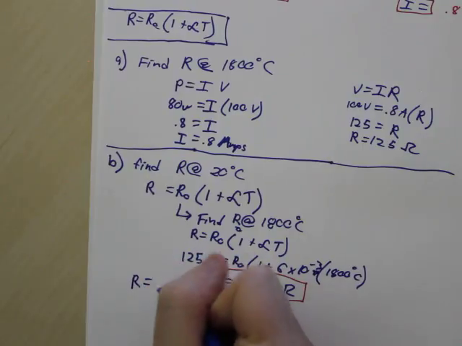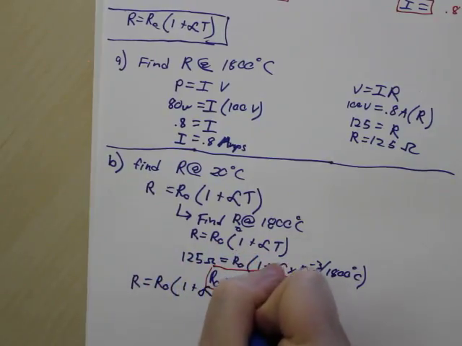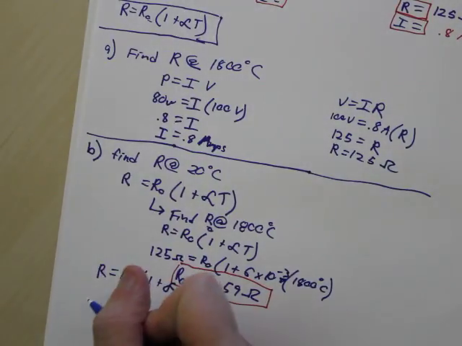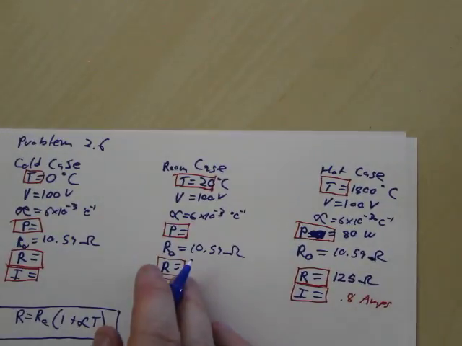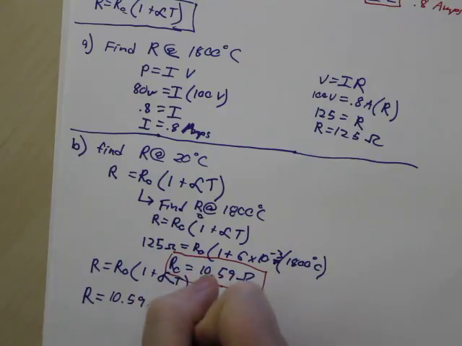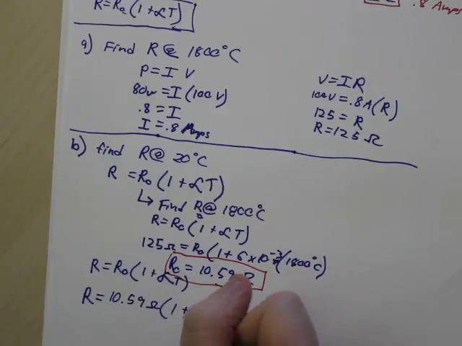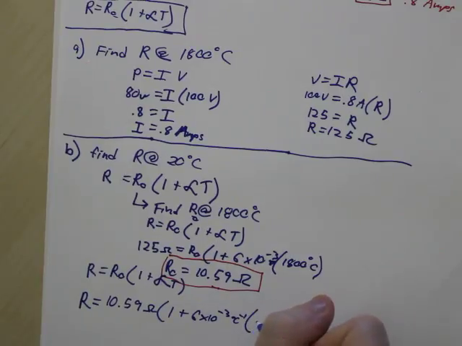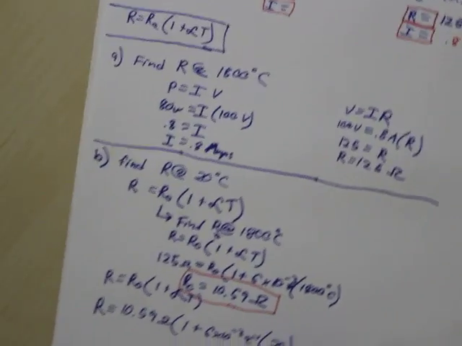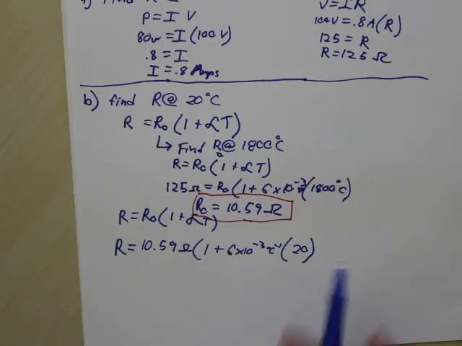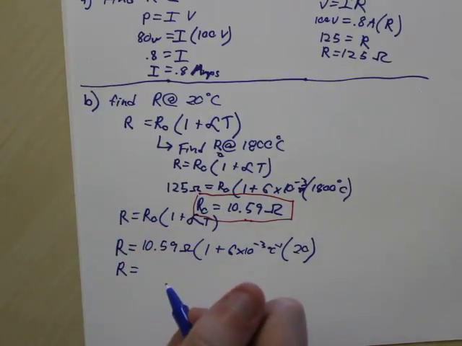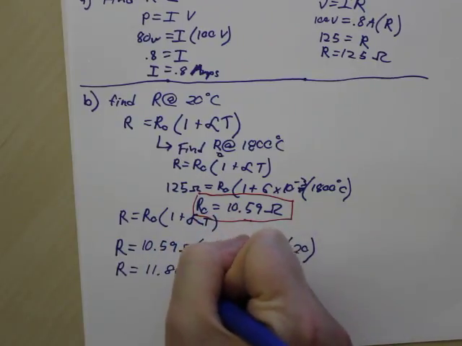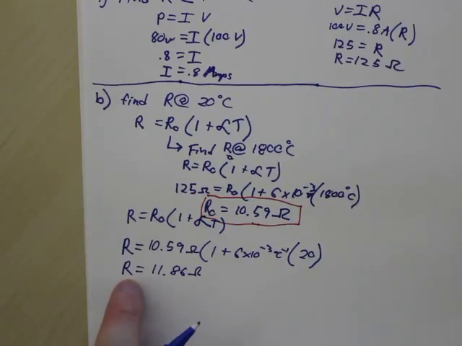So R equals R0 times (1 plus alpha t). Again, we're going to plug in our other values now because we don't know what the resistance at room temperature is. So we're going to keep R equals, we do have the R0 now, which is 10.59 ohms, times 1 plus alpha, which is 6 times 10 to the minus 3 degrees Celsius inverse, times the temperature, which is 20 degrees. Now we just multiply this out, and if you plug it into your calculator, you should get 11.86 ohms. So this is the R at the room temperature case.